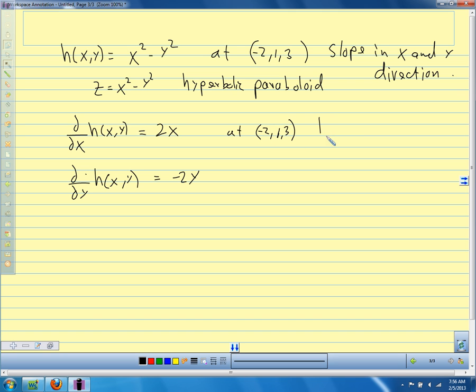We have h sub x of xy. I'm using the notation interchangeably here. We just get negative 4. And at our point here, h sub y of xy is negative 2. So at this point, the slope with respect to x, we're going downhill in the x direction. We'd be going downhill in the y direction on that surface.